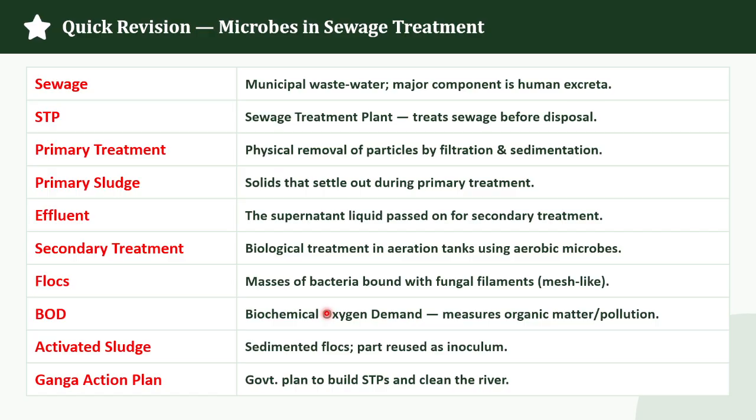And what happens in the activated sludge? Settled bacterial flocs, and then a small part returned to the aeration tank as inoculum, and the major part was sent to the anaerobic sludge digester. And then biogas is nothing but methane, H2S and CO2. The treated effluent at last is released into the natural water bodies.